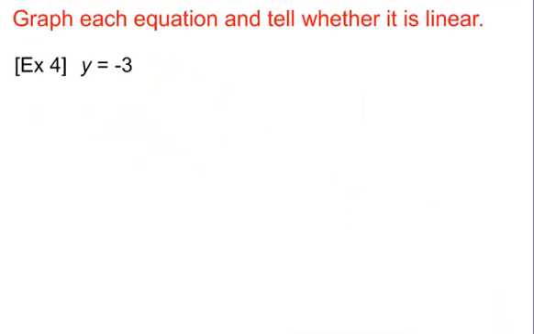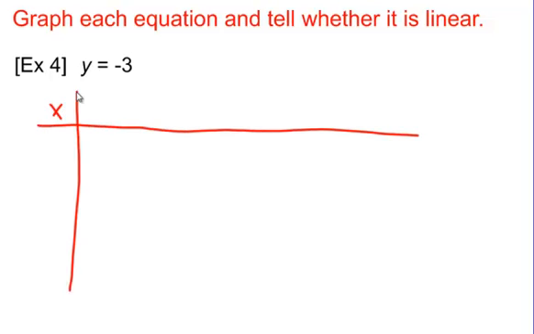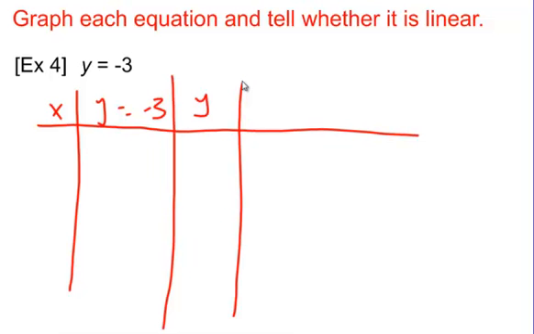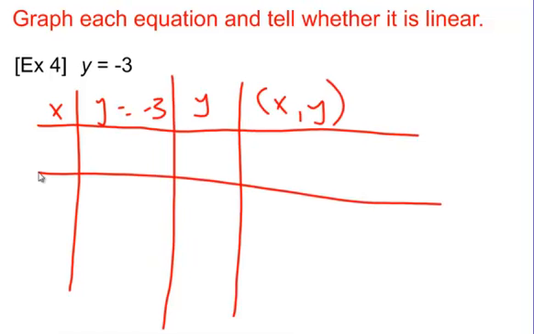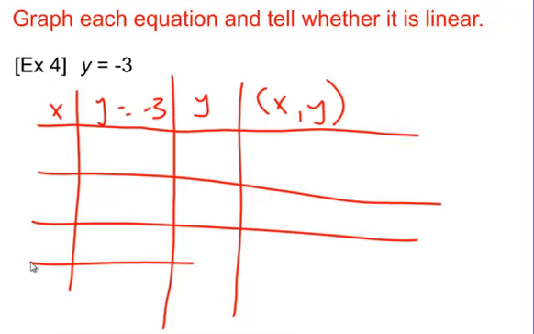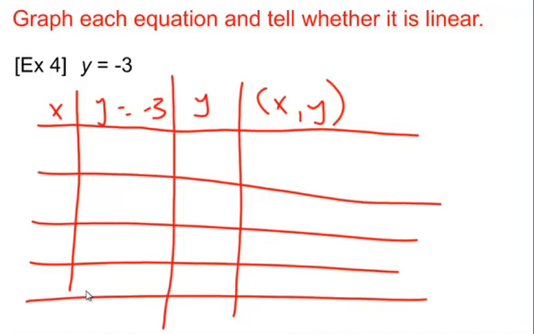All right, this next one's kind of strange. Y equals negative 3. It's strange because you don't see any x's. So here's what it looks like. We're still going to use x's. Stay with me here on this. So I'm going to use the easiest ones I know, right? I'm going to do 5 points here. So I'll use negative 2, negative 1, 0, 1, and 2.